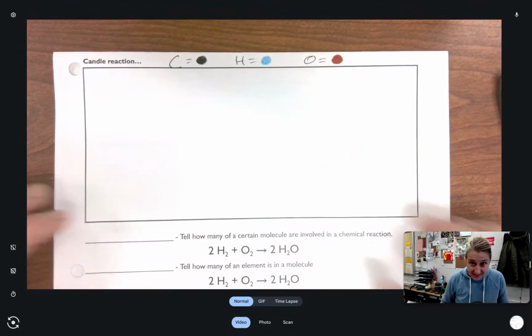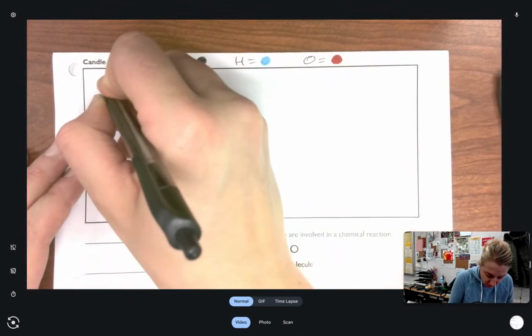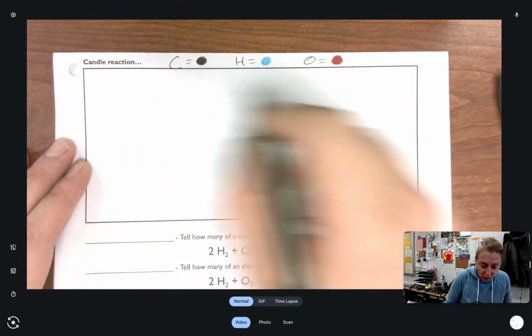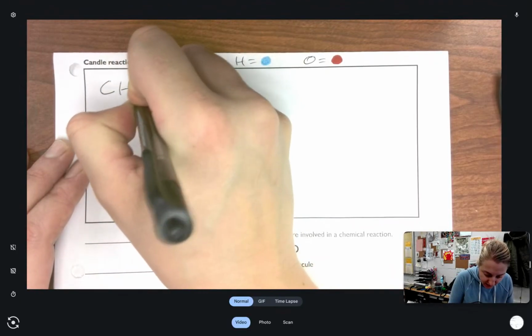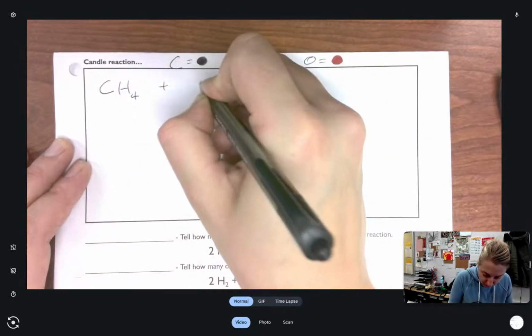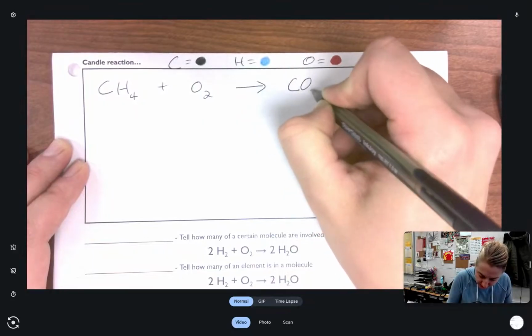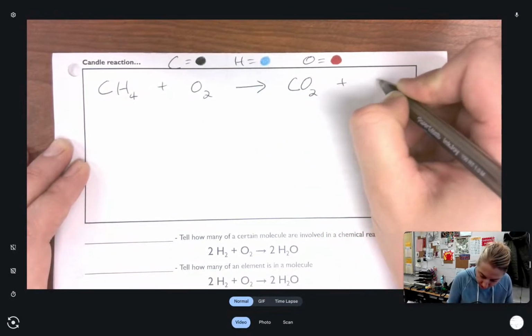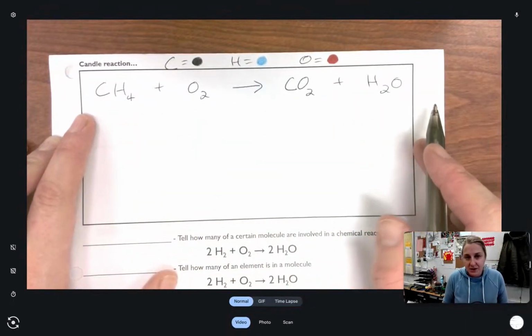Next up, let's write down the chemical equations that are involved here. I'm going to write them big and all the way across the top so that I've got space to work. So I've got CH4 plus O2 with an arrow, CO2 plus H2O. Notice I've written all the way across here. I've written it nice and big.